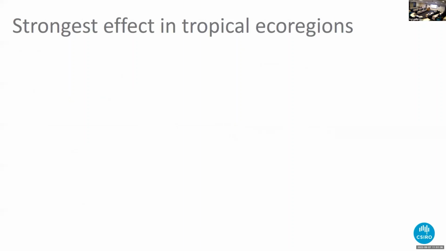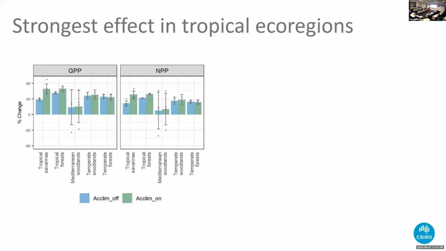We see that in the tropical savannas, we have, without acclimation, about a 38% increase in carbon uptake, but with acclimation on it goes to a 66% increase. And in tropical forests, there's about a 10% difference. And you can see in the rest of the ecosystem types there's like 1 or 2 or 3% difference between the acclimation off and the acclimation on run.